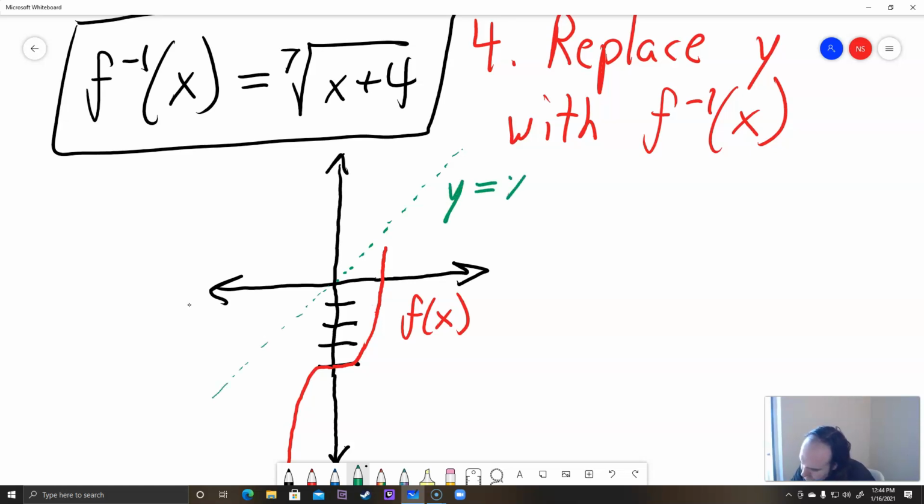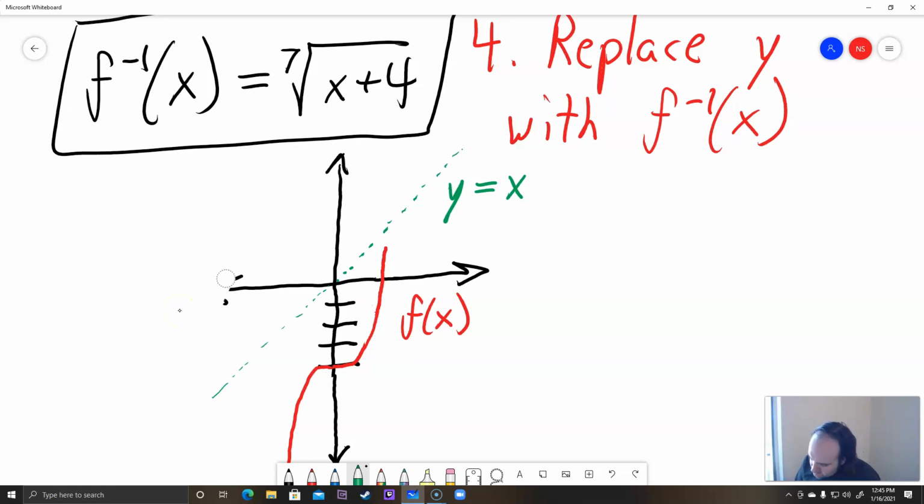Y equals x. Now the reason it's reflected over that line is because when you switch x and y, that means the y and the x get switched around. So that ends up, when you switch all the coordinates, you're basically just reflecting every single point over that line.